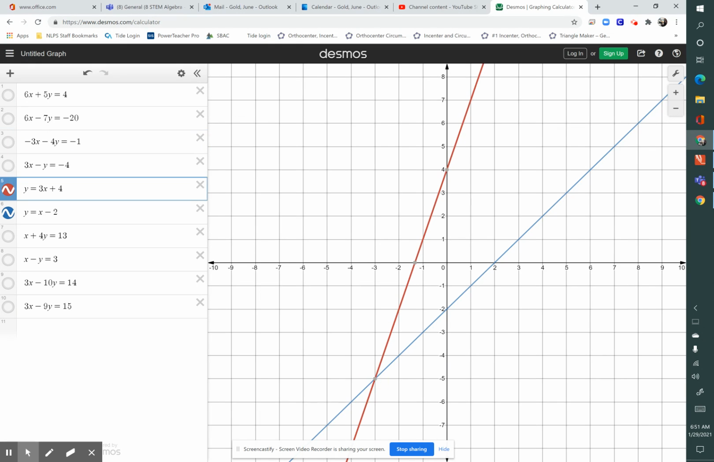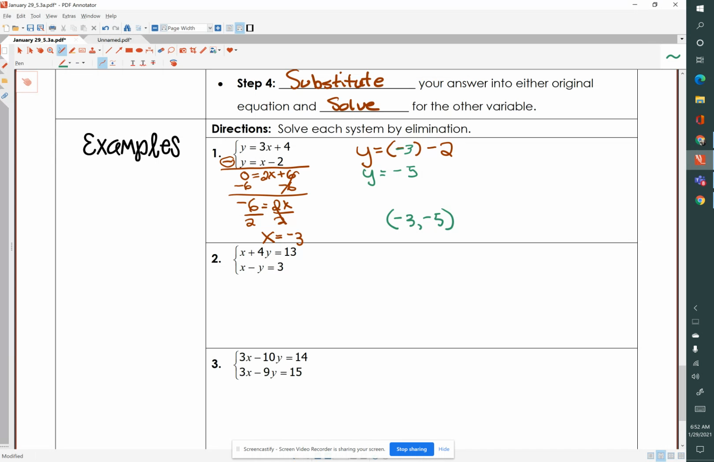And here we are. Y equals -3, -5. I mean, the solution equals -3, -5. And that's our ordered pair. So let's go on, keep solving.